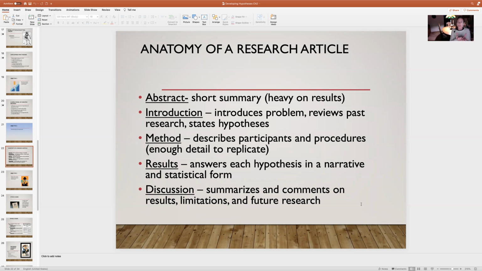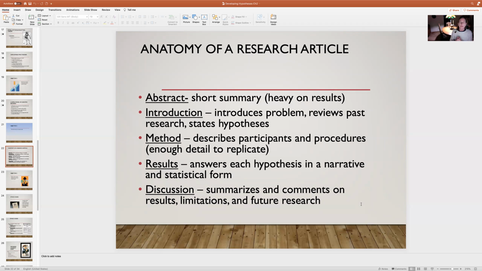It'll tell you the whole thing, but it tends to be pretty heavy on results because a lot of times we use abstracts to try to figure out what did the study find, did it support any theories and stuff like that. So we're looking to the abstract for that short summary. The introduction is a little broader and it introduces the problem. It talks about the past research on the problem and it will give you the hypotheses. Those will always be contained in the introduction.